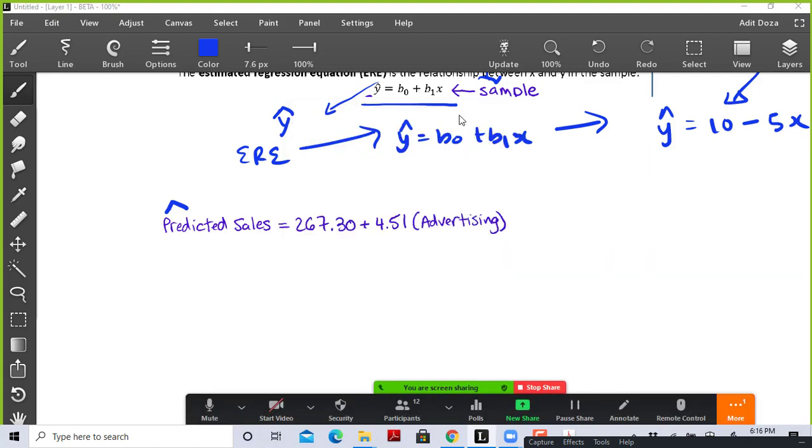The independent variable, what's the independent variable? I guess it would be the y intercept. I don't know. Is it the intercept or the slope? It changed for advertising. So advertising is the independent variable here, right? Let's say IV. What is the dependent variable in this case? Predicted sales, right?